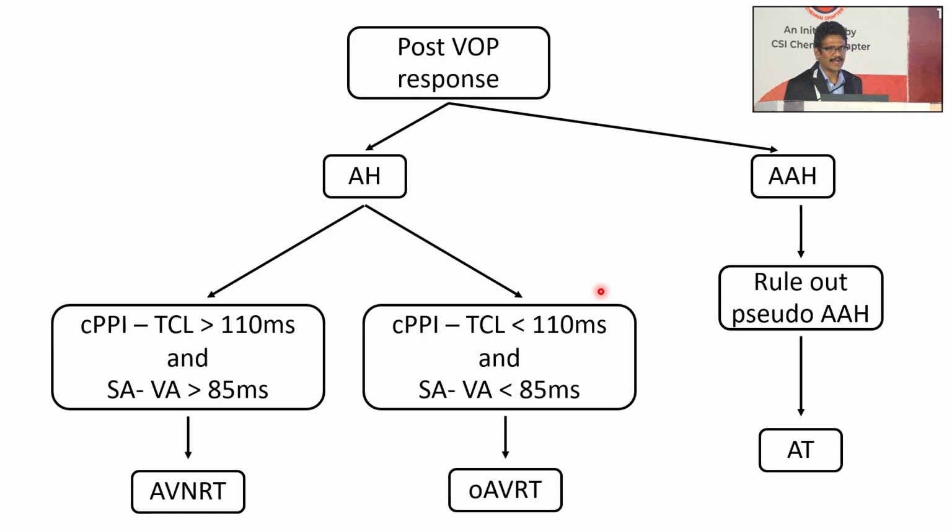Okay, this is the final slide. When you do a VOP response, first make sure that the V is captured, V has driven the A, and after stopping V, the tachycardia is continuing. Then look at the VOP response. If you get an AAH response, a pseudo AAH is ruled out. If it's not pseudo AAH, then it's atrial tachycardia. If the response is an AH response, then you look at the intervals, PPI minus TCL and SA minus VA. If it is prolonged, it favors AVNRT. If it is less, it favors autodromic AVRT.